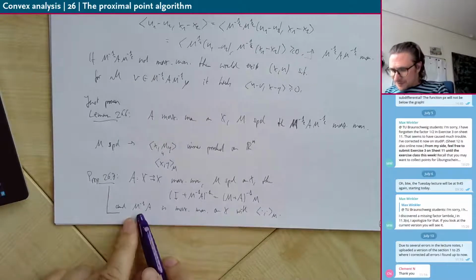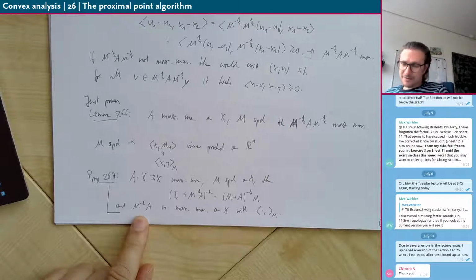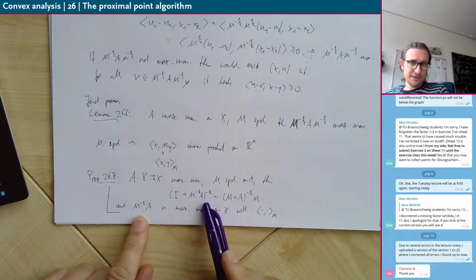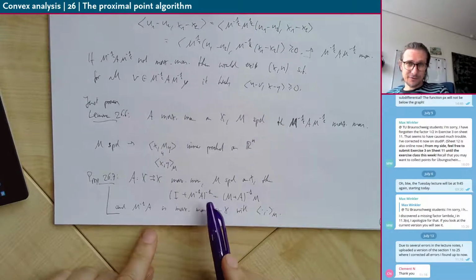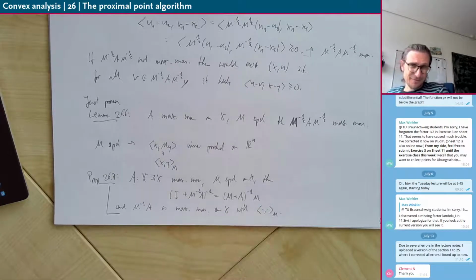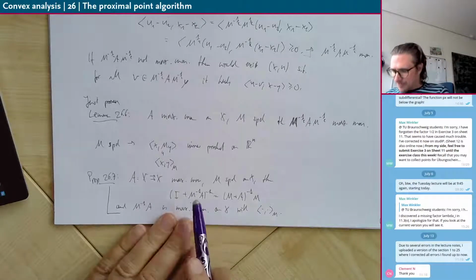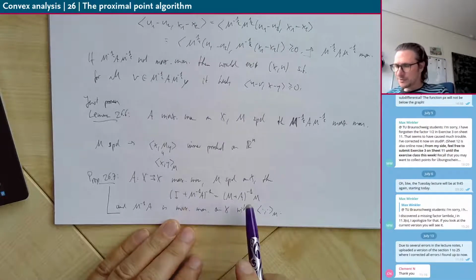So this here, that this is maximally monotone on x with respect to this inner product, this guarantees the existence and the uniqueness and single valuedness of the resolvent of that operator, now taken with respect to this inner product. So we didn't see it before, but existence and uniqueness of resolvents depends on the inner product, because the inner product determines the maximum monotonicity. And moreover, we can write this resolvent here like that.